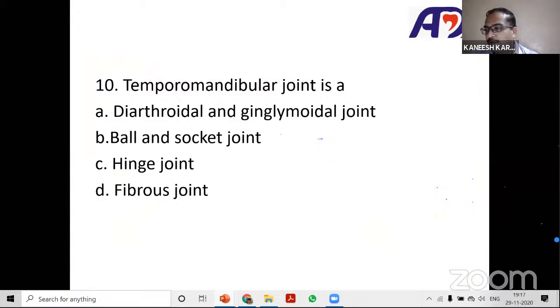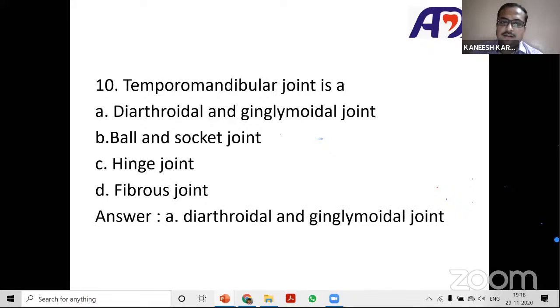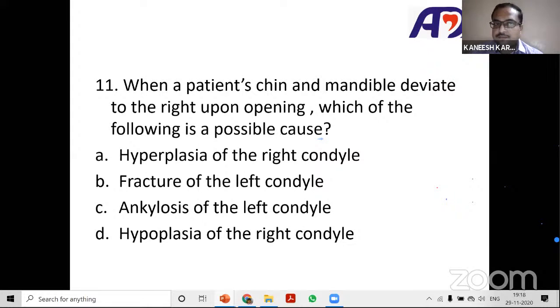This is of course a straightforward question. Temporomandibular joint is a diarthroidal and ginglymoid joint. When a patient's chin and mandible deviate to the right upon opening, which of the following is a possible cause? This is again to do with the muscle.